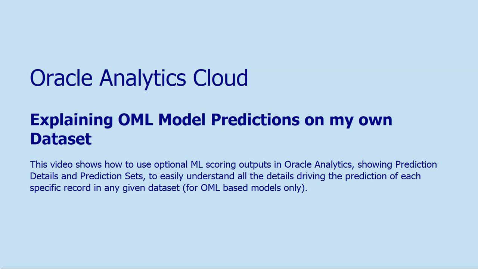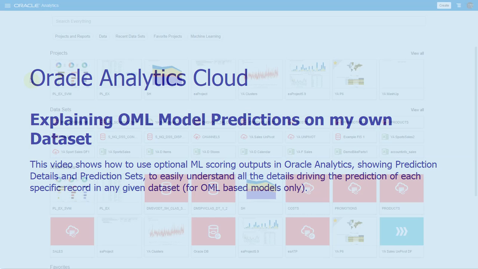Hello, so this video is going to show you how to use optional machine learning scoring outputs in Oracle Analytics to understand and explain how each record in your own datasets was tagged with a prediction or a score by the model, and particularly what exact attributes were influential for the score for each record.